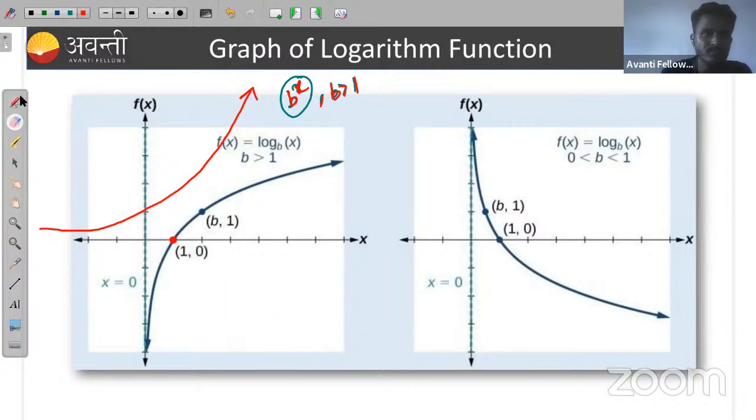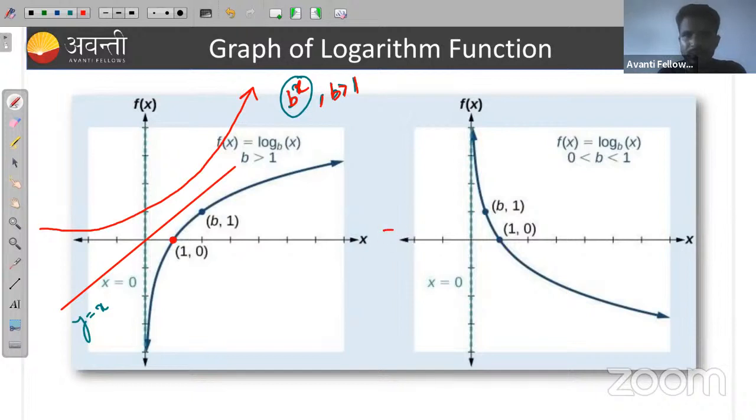Now this is basically the reflection about the line y is equal to x. In the inverse function, we will see this in detail. This is the y is equal to x line. It will be a mirror of it. So it is b to the power x, b greater than 1, and this will be its mirror image. So this is the graph of the log function when b is greater than 1.